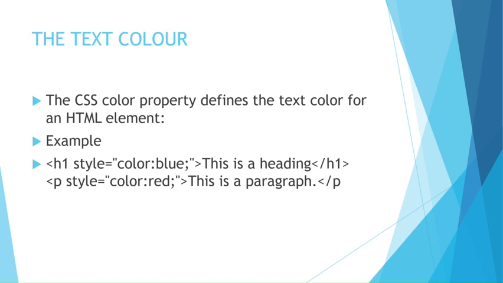The text color. This is the CSS color property, which defines the text color for an HTML element. For example, h1 style equals to color: blue; This is a heading. So this also works with any of the tag names.